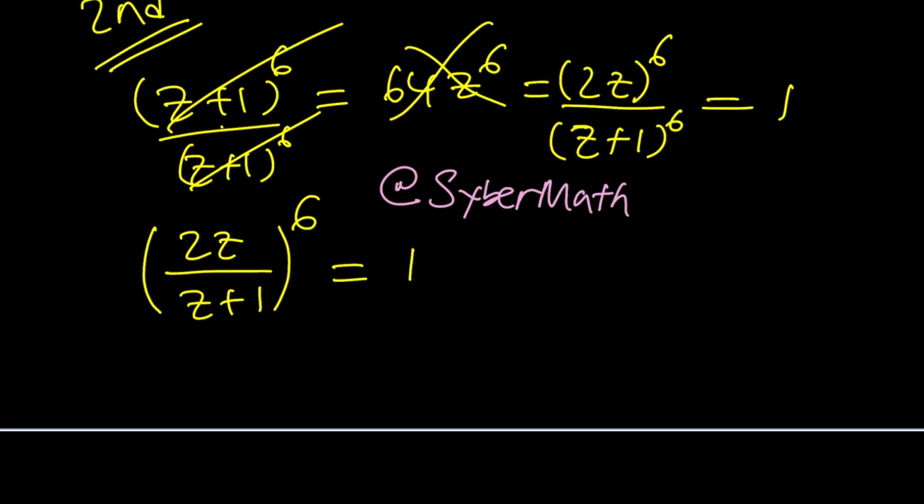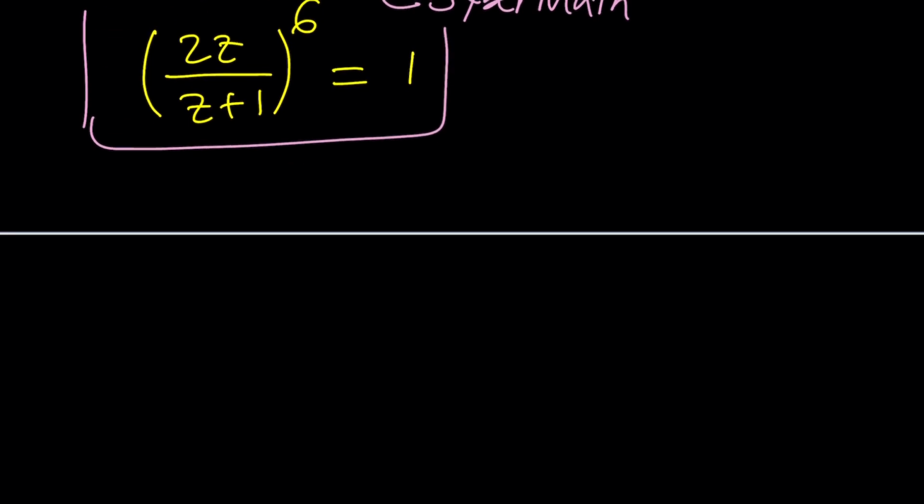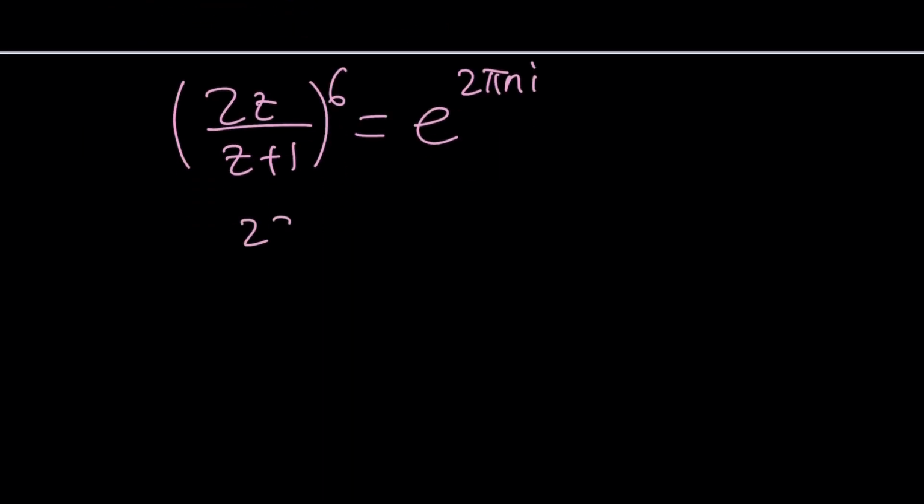So from a complex number perspective, this means that a number to the 6th power is 1. What does that mean? Well, 1 can be written as a complex number in polar form. We can write it as e to the power 2 pi n i. So if you raise both sides to the power 1 over 6, in other words, if you take the 6th roots, there will be 6 of them, because n is going to range from 0 through 5, right? So it's going to look like this: e to the power 2 pi n i over 6.